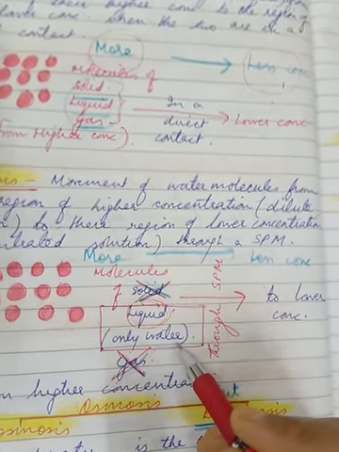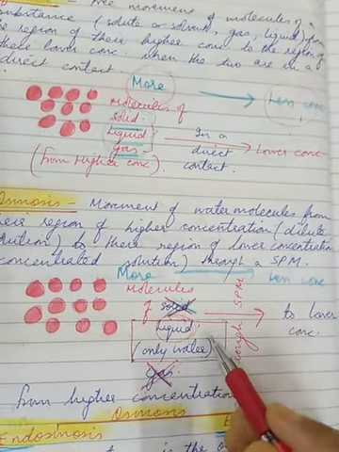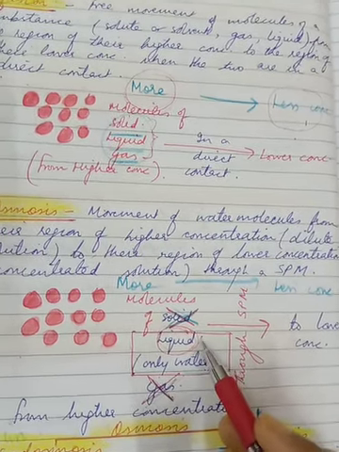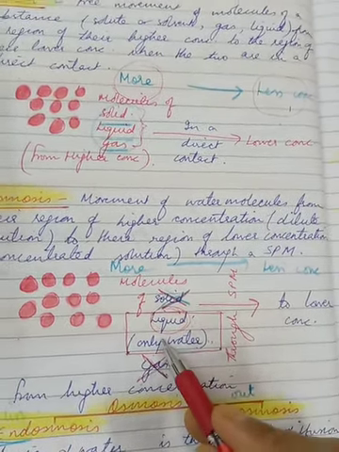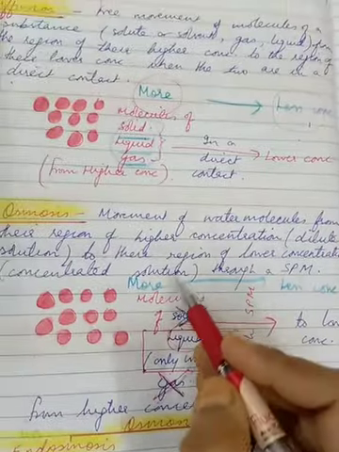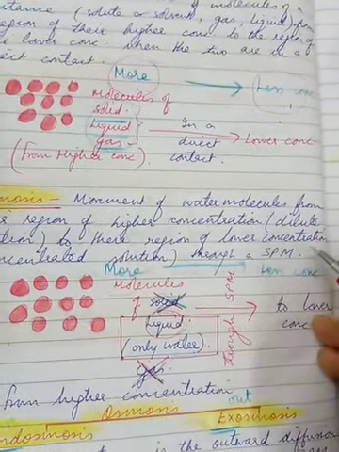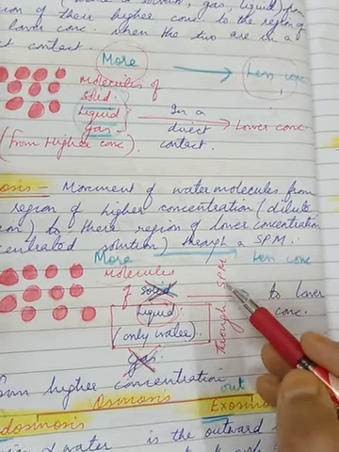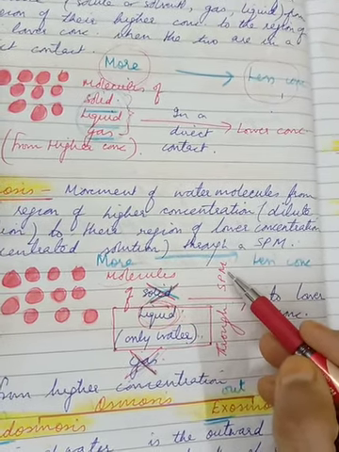You know, there are many liquids: petrol, oil, milk, ether, water, etc. But here osmosis is effective only with water molecules, from an area of more to an area of less, through a semi-permeable membrane. SPM means semi-permeable membrane.